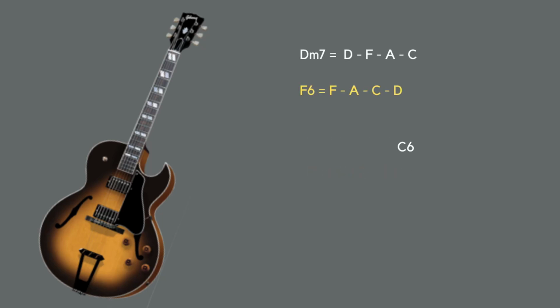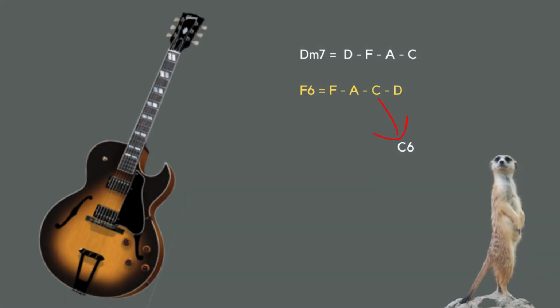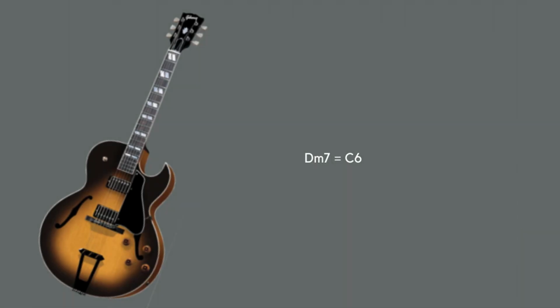The 6th on the 5th of F6 is C6. Yes, you heard that correct, folks. You could substitute a D minor 7th with a C6th. Let's have a look and see how that works. If the bass player played D, the notes in our C6 would produce the following.